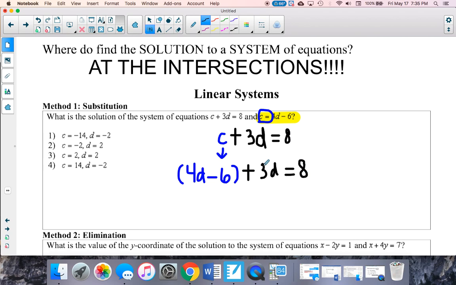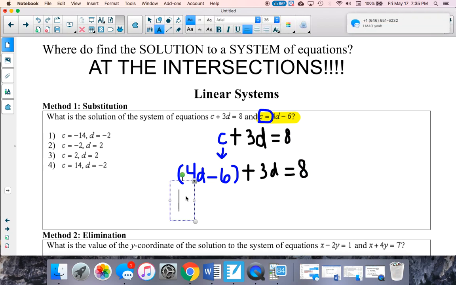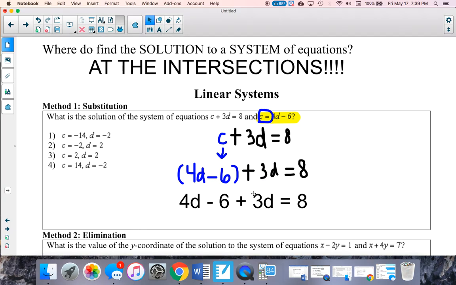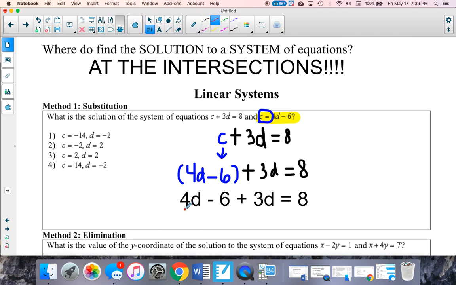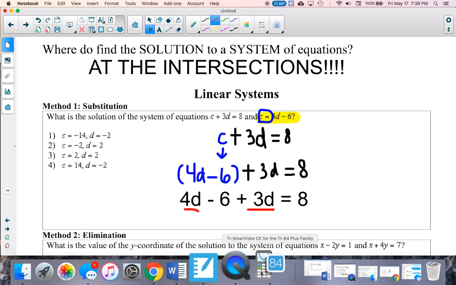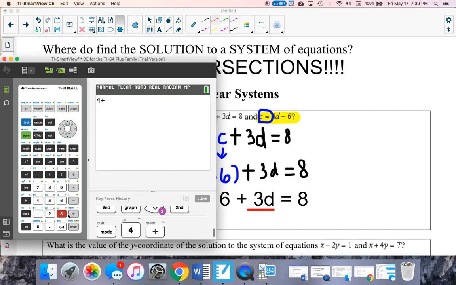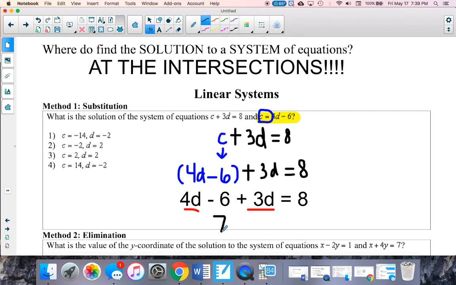Okay, the next thing you're going to do is get rid of these parentheses. Since there's nothing to distribute, you can just get rid of them right away. Now let's combine like terms. Combining like terms means anything with the same variable and exponent I can combine. I got a positive 4 and a positive 3. Just so I can show you how we're combining, we're adding those terms together. So 4 plus 3 is 7. I now have 7d minus 6 is equal to 8.